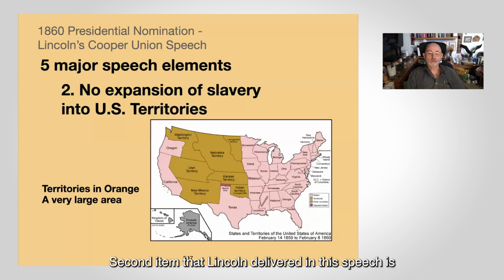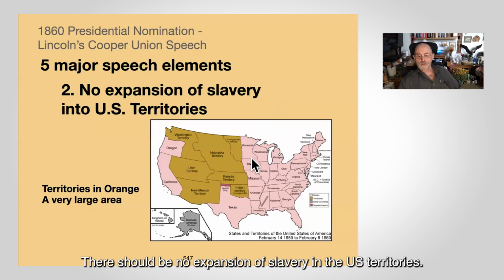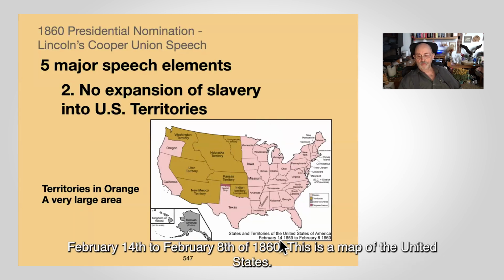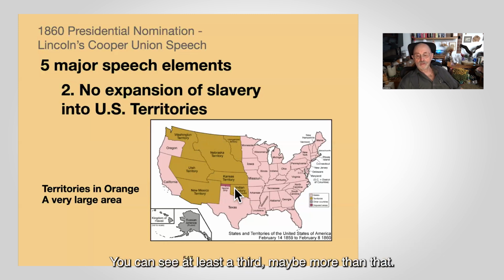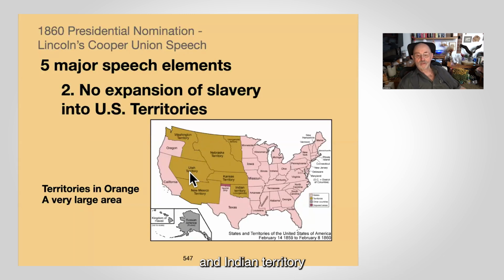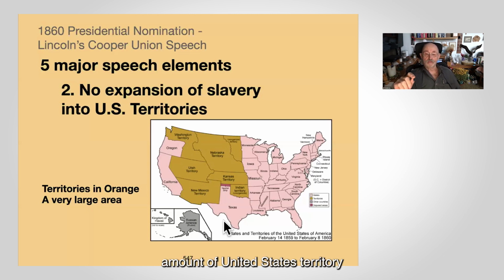Second item that Lincoln delivered in this speech is there should be no expansion of slavery into U.S. territories. Now, here is a map of the United States from 1860. Everything in orange here is territories. You can see at least a third, maybe more than that, of what the United States owned in 1860 was territories. This one's unorganized. Nebraska, Washington, Utah, New Mexico, Kansas, and Indian Territory. And here's a neutral strip that eventually became a part of Utah as a state. So this is a tremendous amount of United States territory.